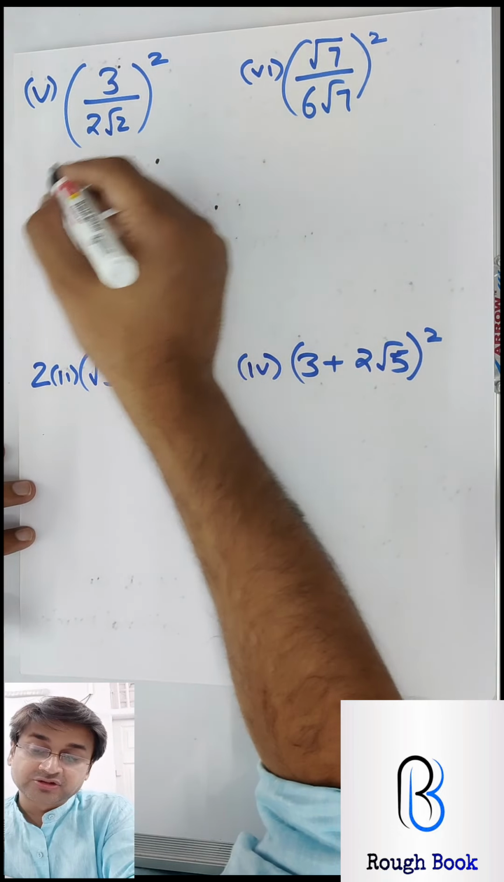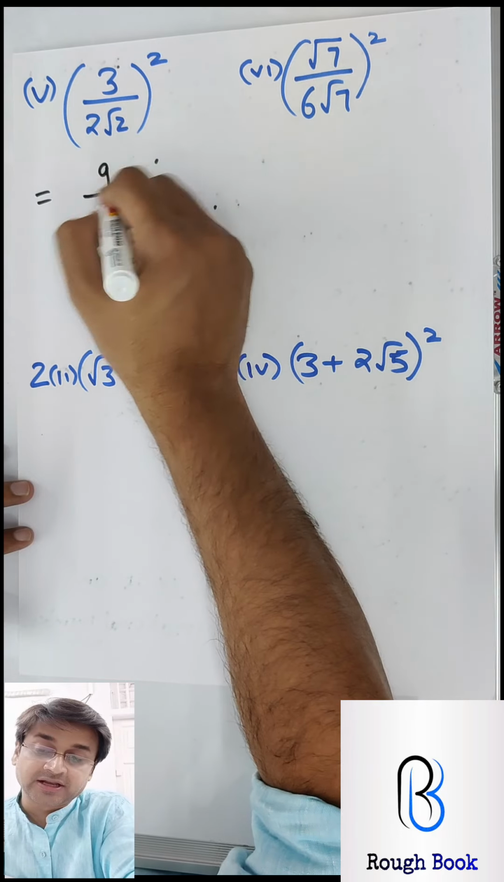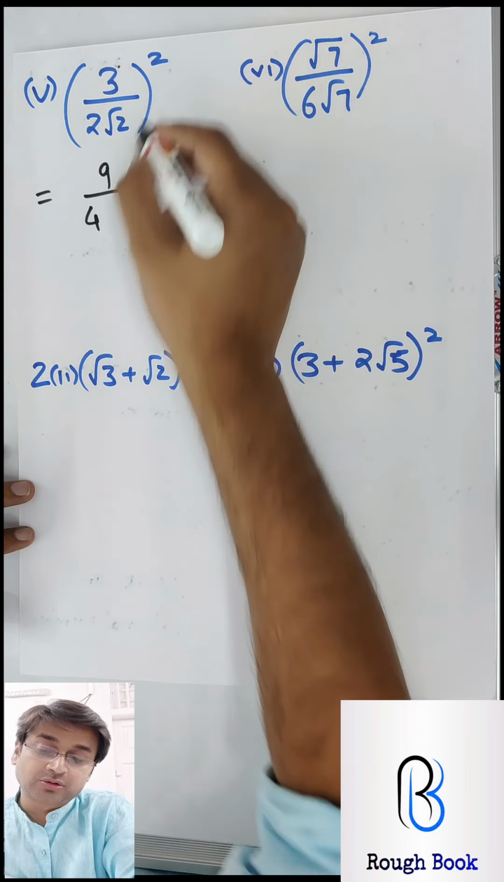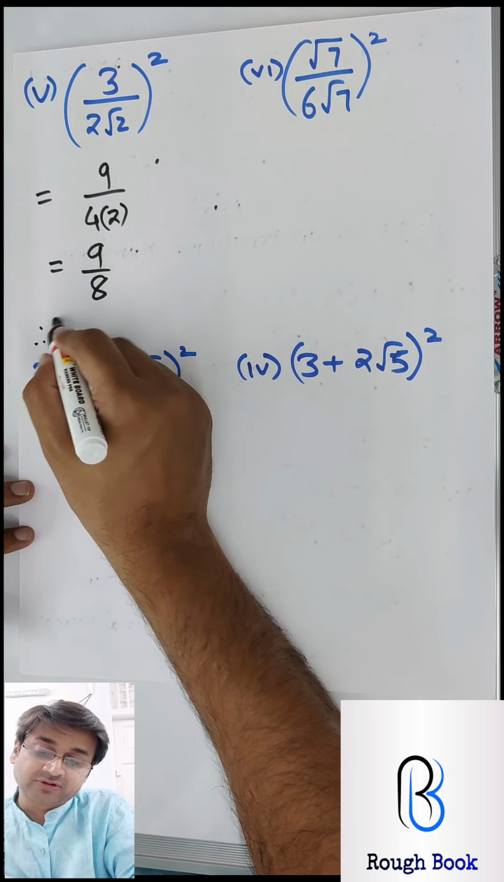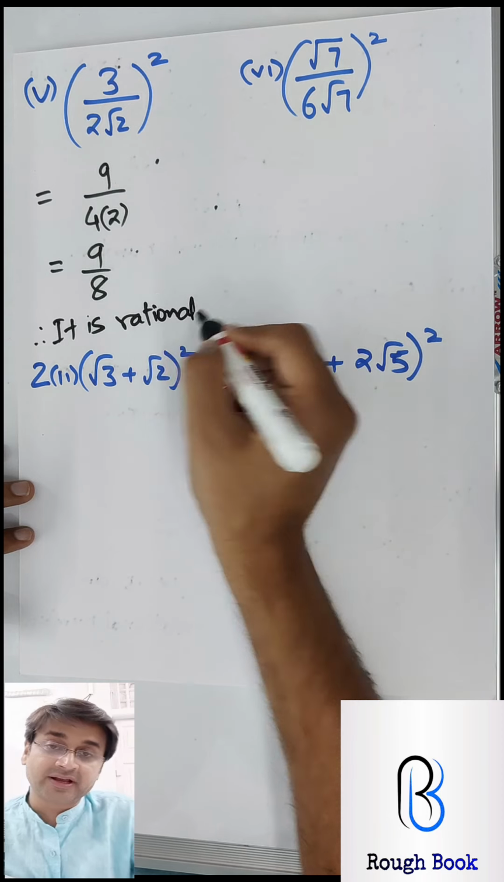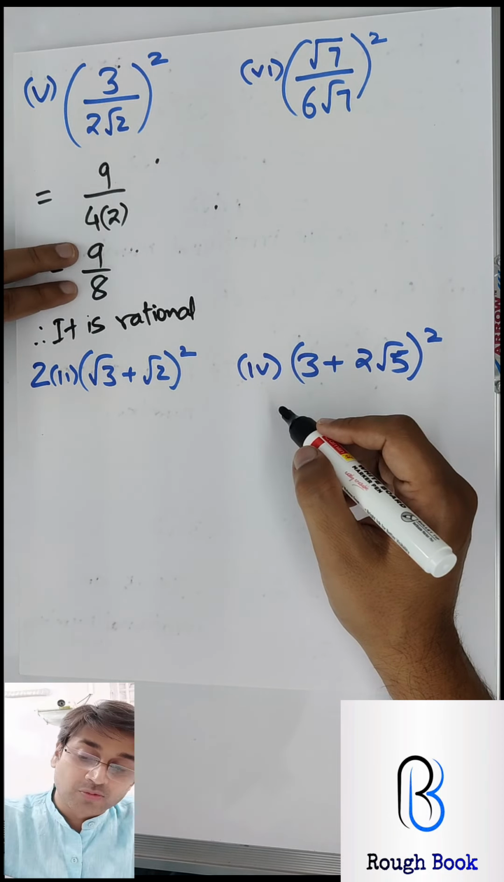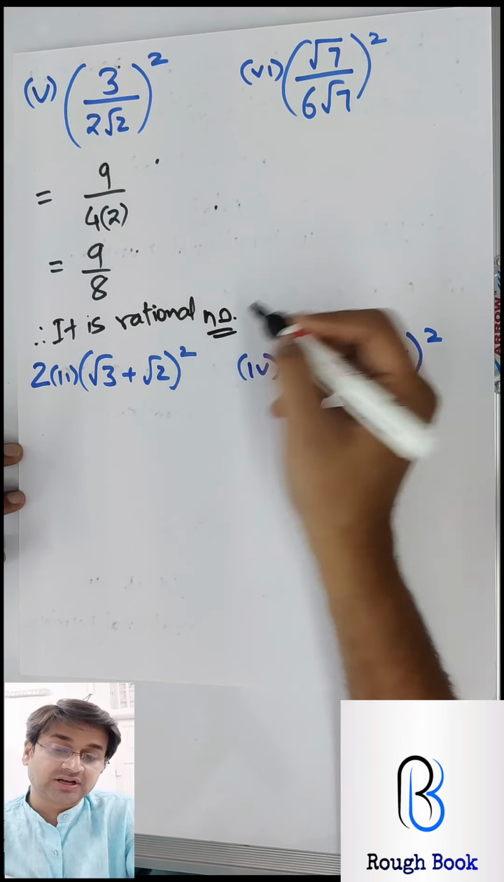Part 5. Again, solve it and say whether it is rational or not. 3 squared will be 9, 2 squared is 4, and root 2 squared is 2. So basically 9 upon 8, and therefore it is rational, because a rational number is p upon q. You remember exercise 1: p upon q, both integers and q not equal to 0. So therefore it is a rational number.